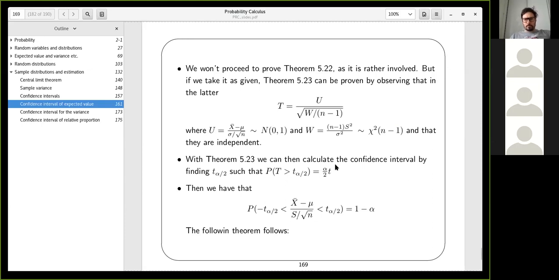Oh, that shouldn't be T there. Why is there T there? I'll shortly explain. You asked how much of this can we understand, or should you understand?